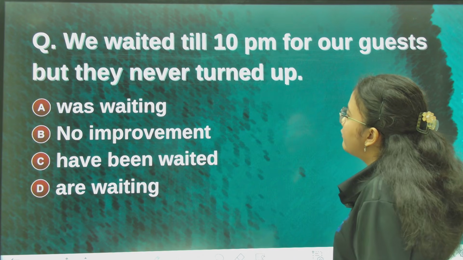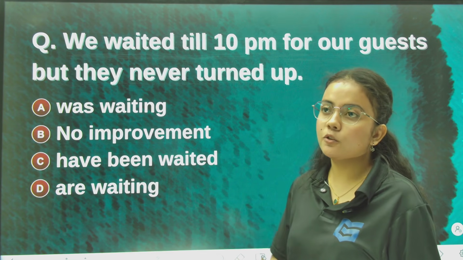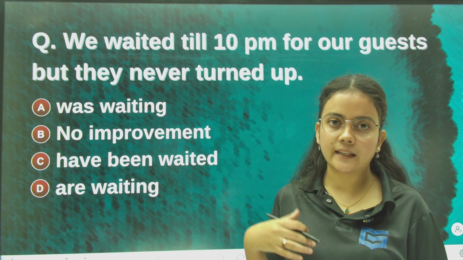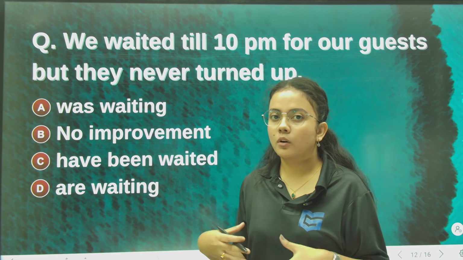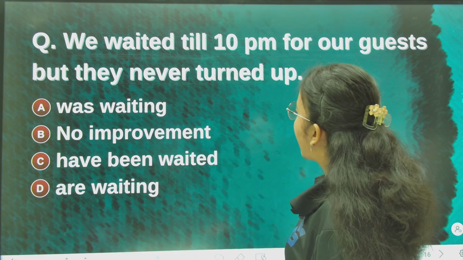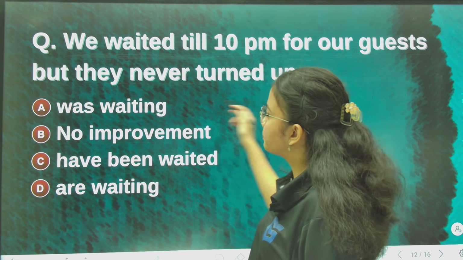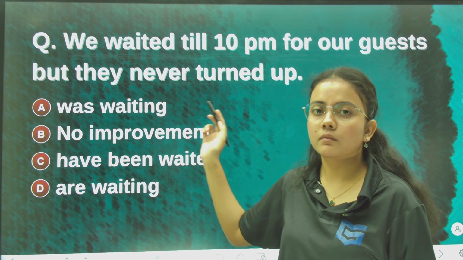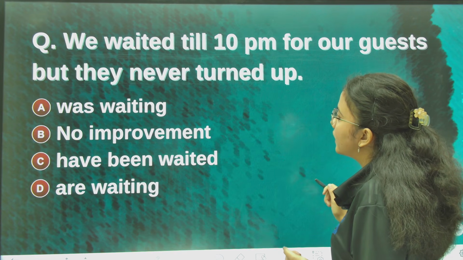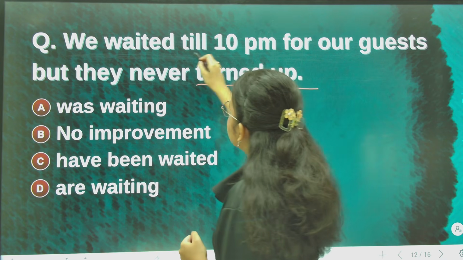Next, we waited till 10 p.m. for our guests but they never turned up. This says that we waited till 10 p.m. for our guests but they did not come. So the context is already in past. Now see, simple past. Now see what the options are. The context is past, never turned up, simple past.